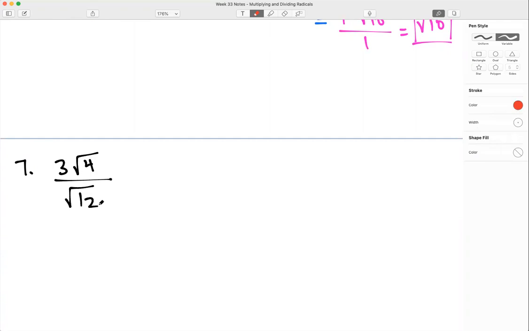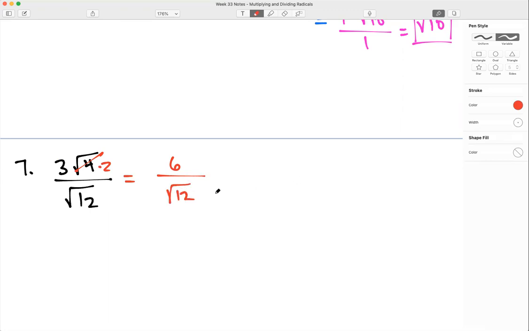Okay, now you're probably realizing that, hey, I know the square root of 4, that's 2. Okay, great. Let's write that then. So we got 3 times 2 on the top here. This is just 2. So that means 6 on top, 3 times 2, right? And then you got the square root of 12 on the bottom.